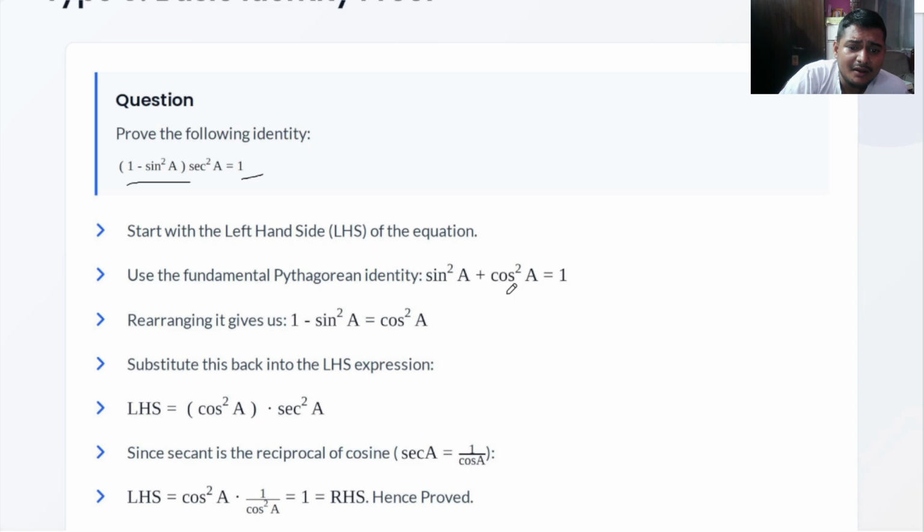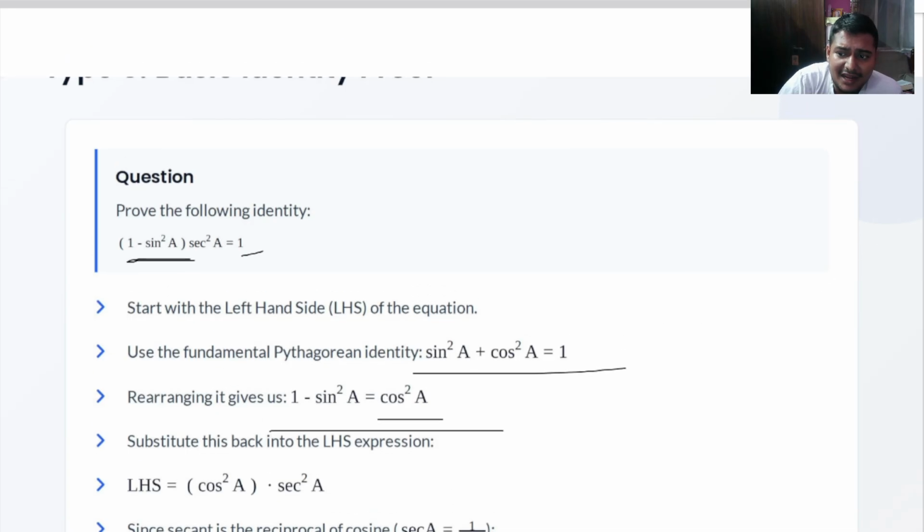Sin square A plus cos square A equals 1. We have learned about the identities from the Pythagorean identity. This was the fundamental Pythagorean identity. So 1 minus sin square A equals cos square A. So we are putting this value in its place. 1 minus sin square A will be written as cos square A. So cos square A into sec square A.